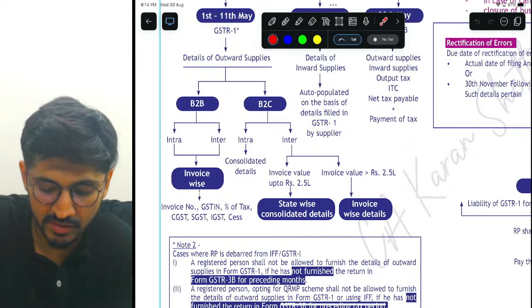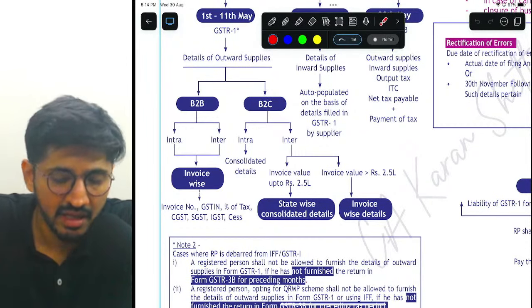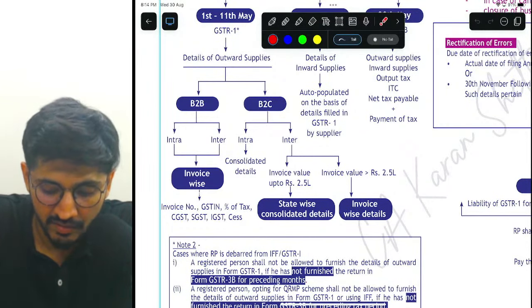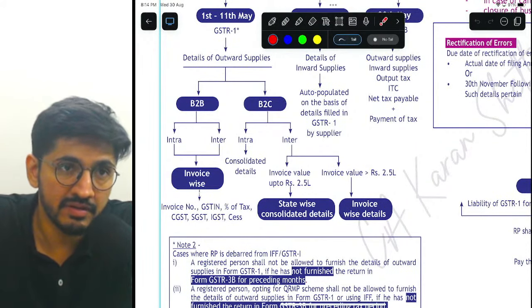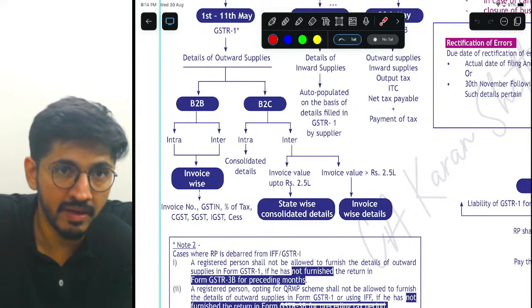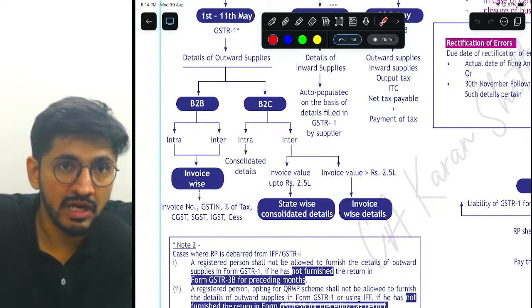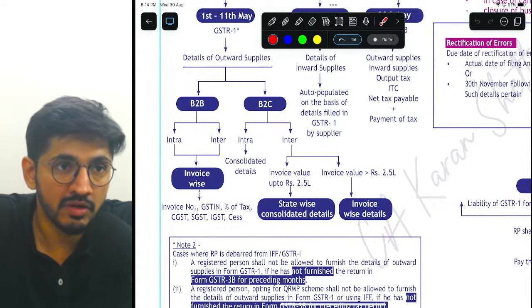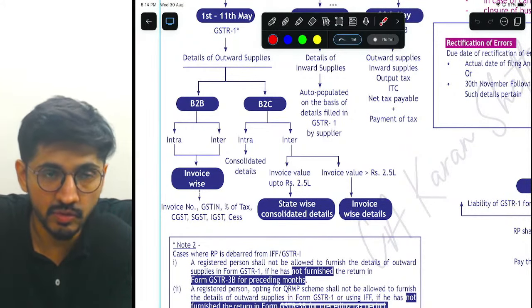I hope you understand this very well. What do you mean by state wise consolidated details, by the way? Very simple. For example, if you are in Maharashtra, and let's say there are three states where you're supplying goods: Gujarat, Punjab, and UP. In Gujarat, for example, if you've made supplies of 2 lakhs, 2 lakhs, 2 lakhs.